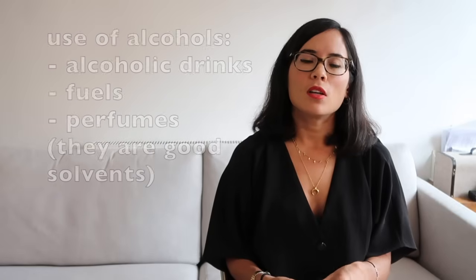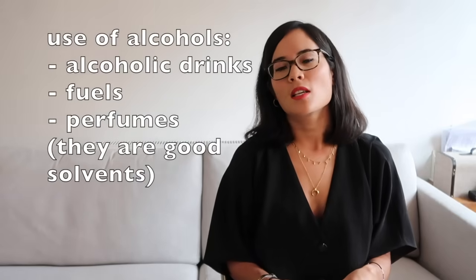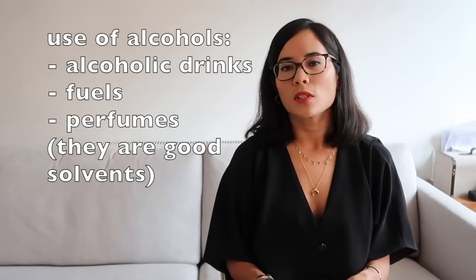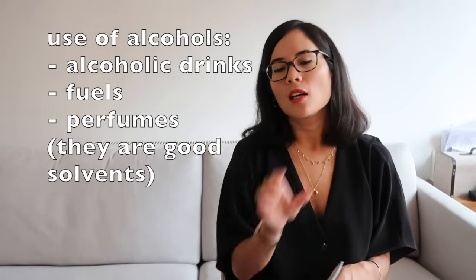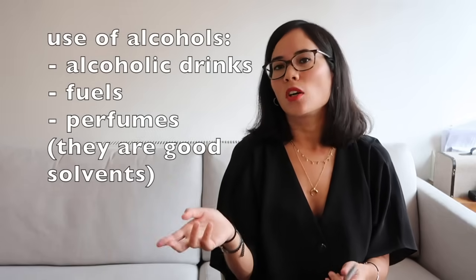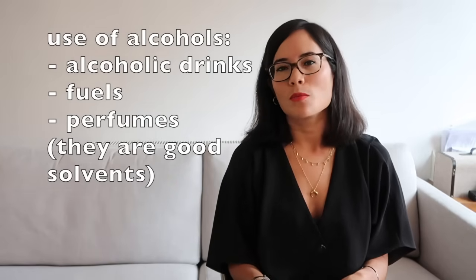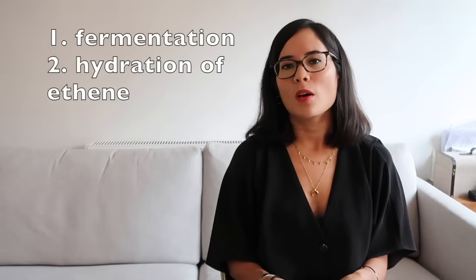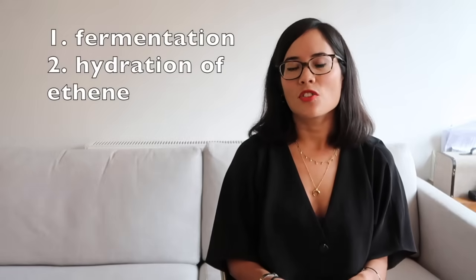Some uses of alcohol, aside from use in alcoholic drinks, they can also be used as good fuels and in perfumes, and sometimes you'll see on your perfume bottle it might say alcohol free, because many perfumes do contain alcohol. Looking now at the production of alcohol, we need to know the two main ways, which is fermentation and hydration of ethene. So we need to compare both of these methods for making alcohol.